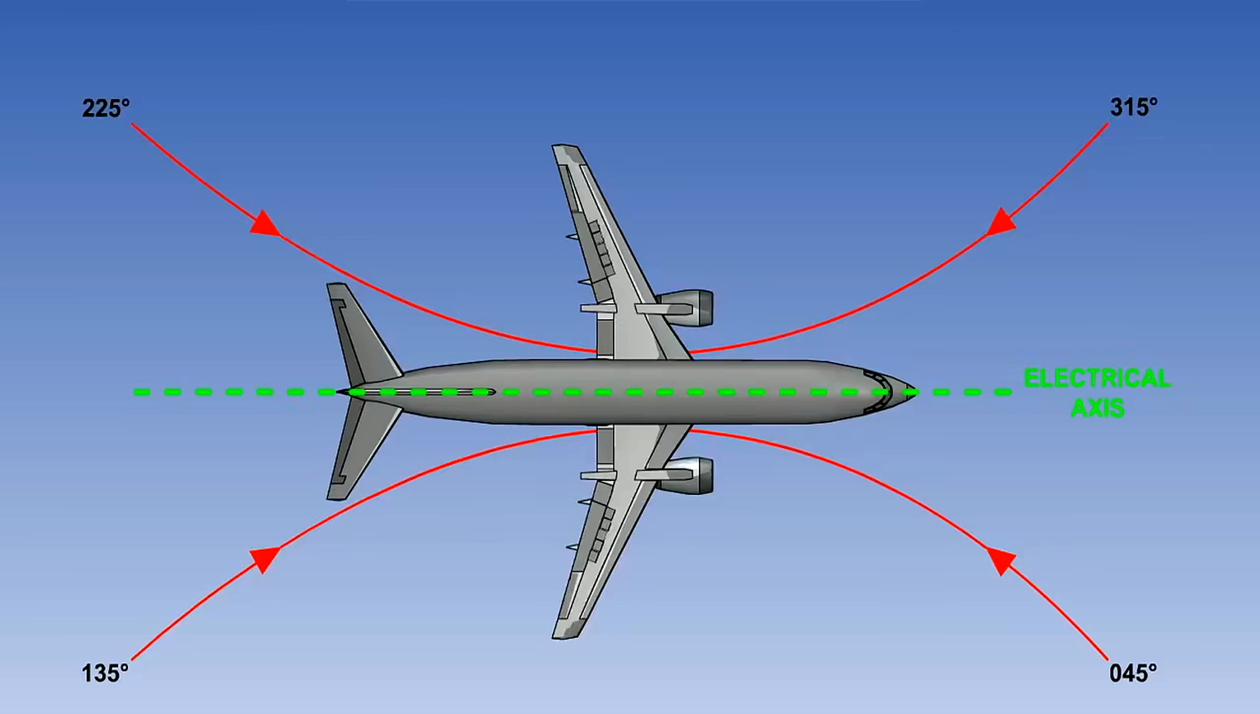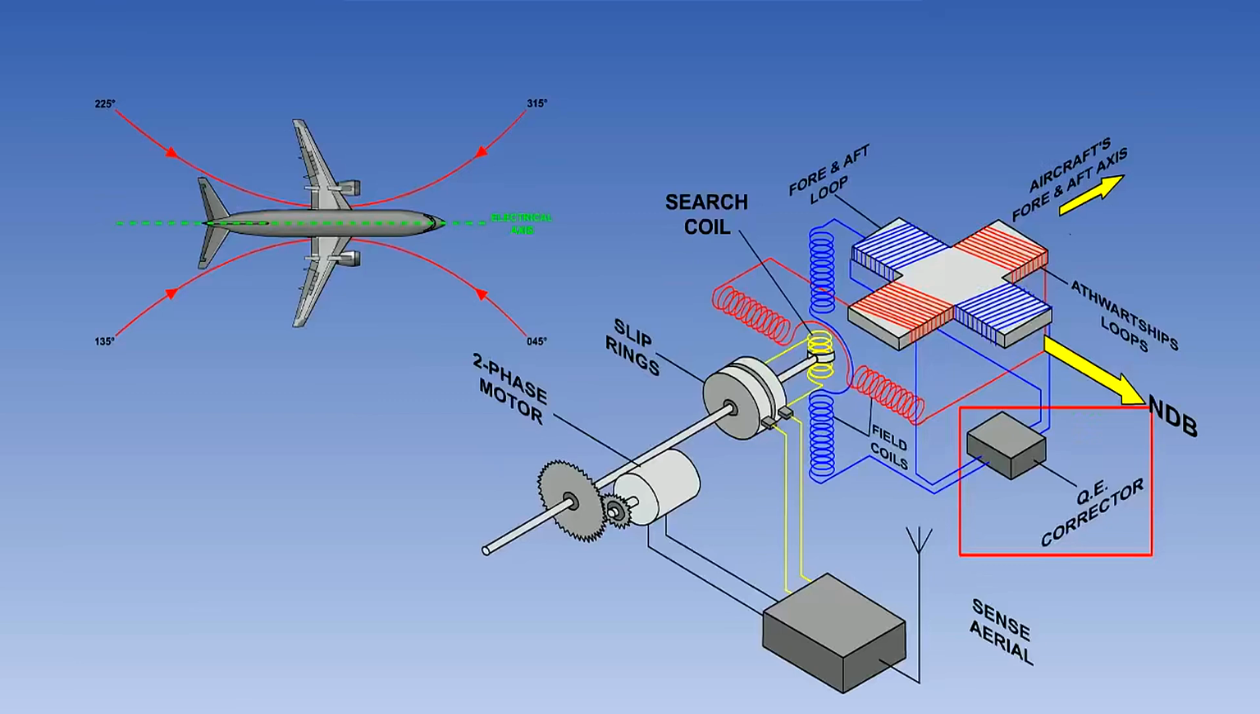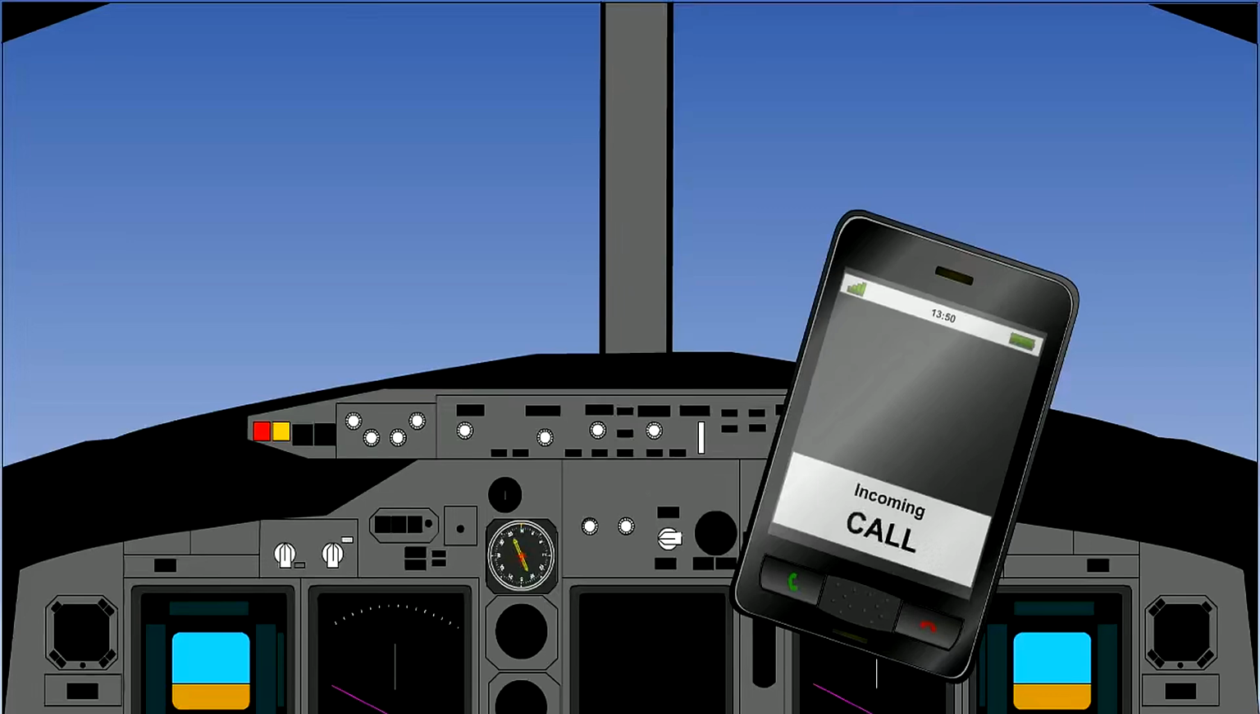Quadrantal error is caused by the airframe, which distorts the incoming radio signal. It is so called because the distortion is worst in the quadrants, that is at 045 degrees, 135 degrees, 225 degrees, and 315 degrees. The error mostly affects older aircraft, as newer equipment resolves this problem by means of an electronic device. Stray metal objects or a live mobile phone near any instruments may cause interference and an inaccurate reading.